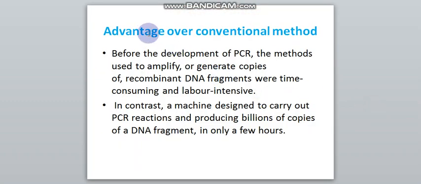PCR has some advantages over conventional methods. Before the development of PCR, the methods used to amplify or generate copies of recombinant DNA fragments were time consuming and labor intensive. In contrast, a machine designed to carry out PCR reactions produces billions of copies of DNA fragments in only a few hours.